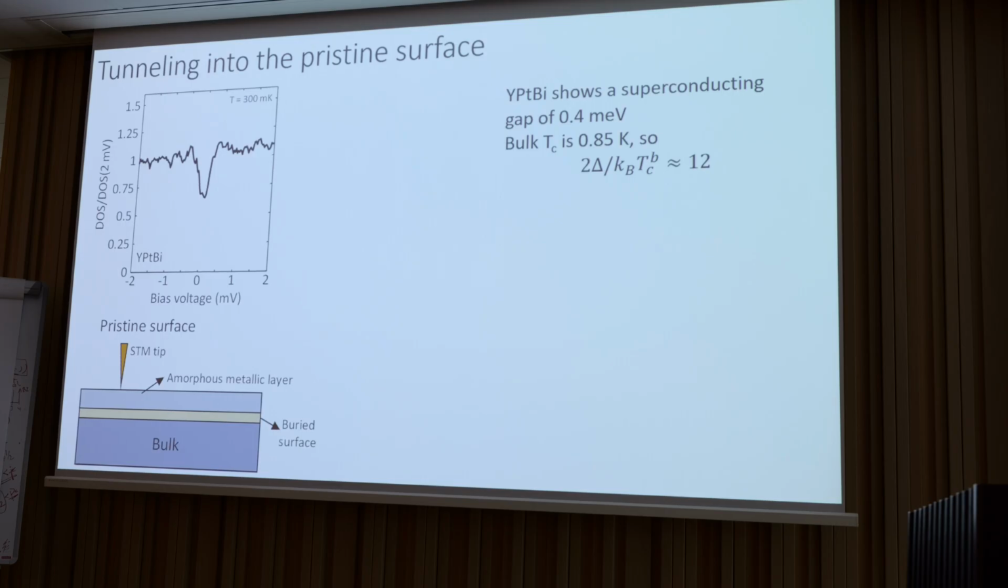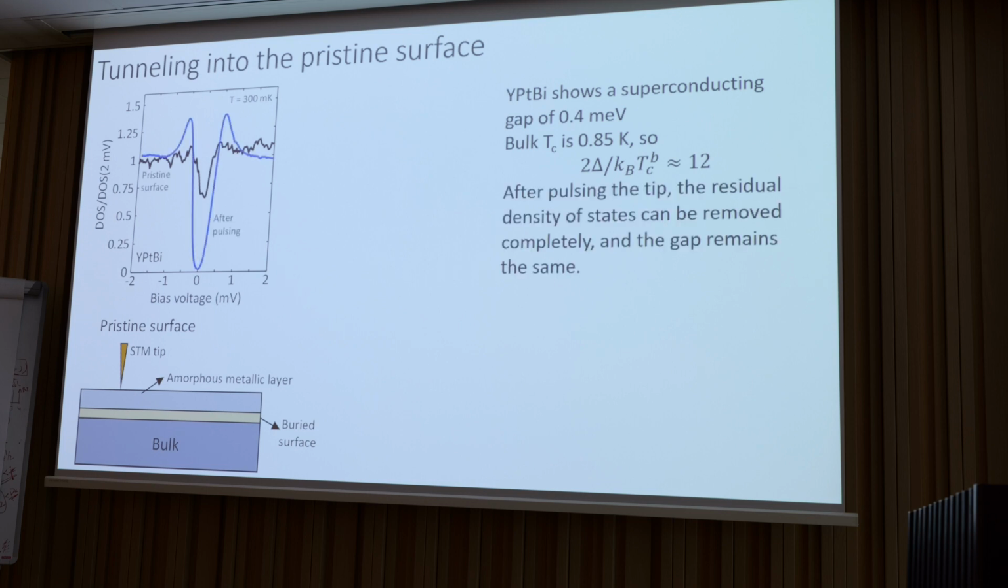In this case, we couldn't cleave the samples in vacuum, so we measure through this amorphous metallic layer. It turns out that once you do this, you can get something that looks like this V-shape, and the residual density of states is all accounted for by this. And in fact, what we can do is apply a voltage pulse or a current pulse with the STM tip, and then all of this junk is removed, and we can recover a really nice looking gap. So the density of states really goes to zero. We see the clear coherence peaks, and this you can fit to a Dynes formula.